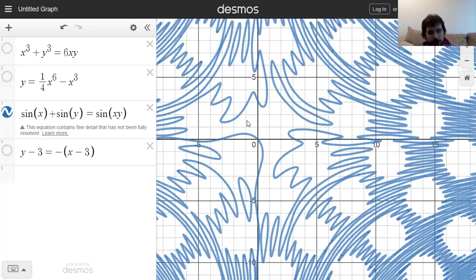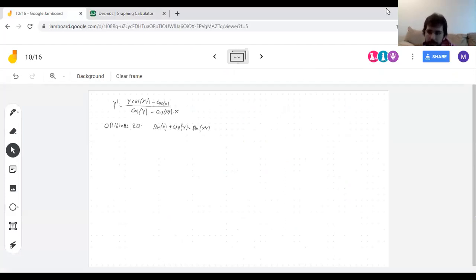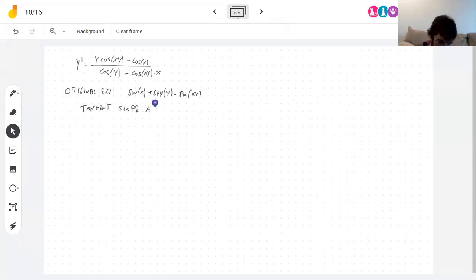What's sine of zero? Zero. So if everything in there is zero, I would get zero plus zero, and the equation would be satisfied. So the point 0, 0 is on that curve. The sine of 0 plus the sine of 0 is 0 plus 0, which is indeed equal to the sine of 0 times 0.